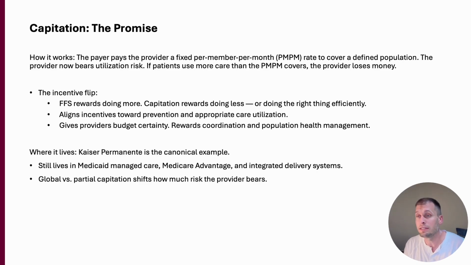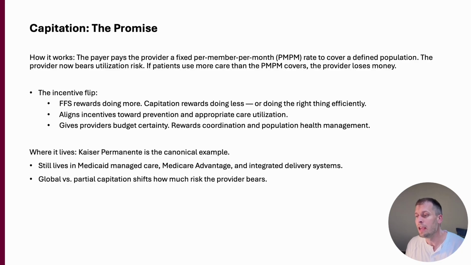All right, so the idea is that we're going to pay a fixed per member per month rate to cover this population. All right, and so you have an organization and they agree, yep, we're going to cover all these people. And regardless of how much care they use, we're getting X number of dollars per month. If patients use more care, then the provider loses money. If the patients use less care, then the provider wins, and they get to keep the money. Okay, so it flips the incentives. Whereas fee-for-service says do more tests, do additional scans, capitation actually rewards doing less. Okay, so no, don't do that.